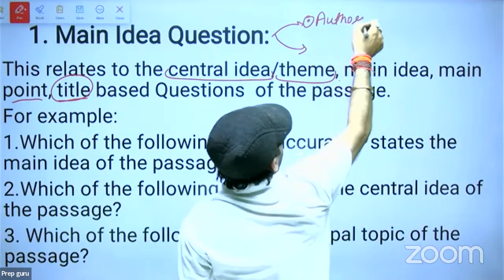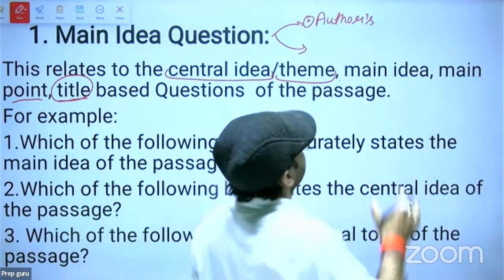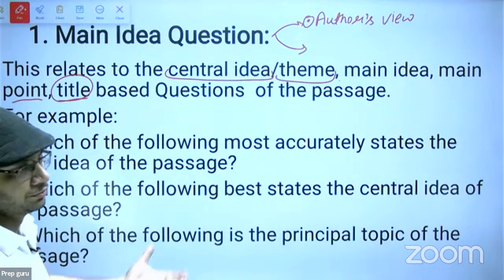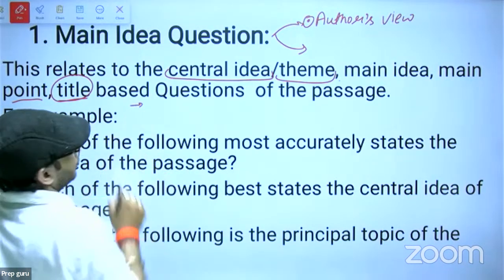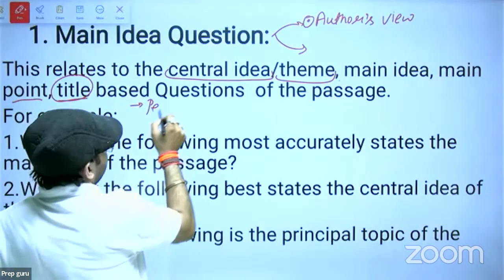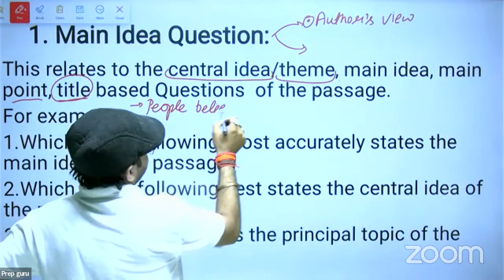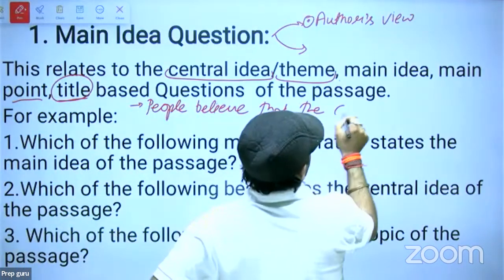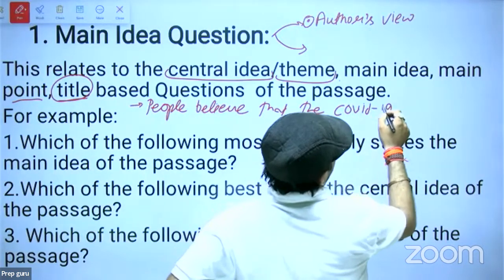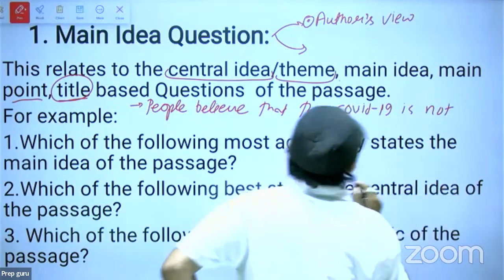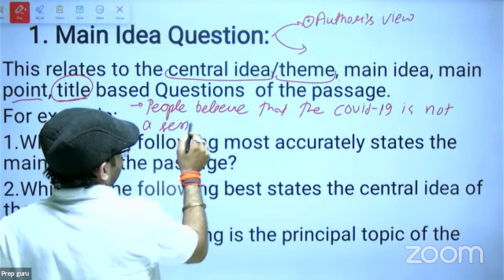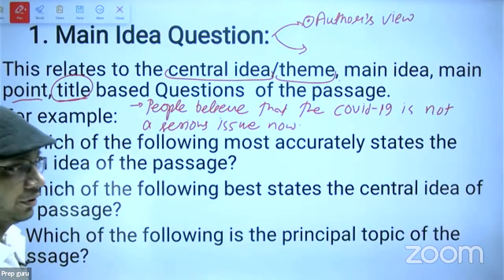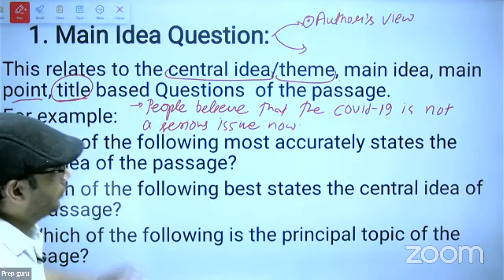The answer choice which you are going to select must include the author's view. ठीक है, author's view से क्या समझते हो? Suppose I say that a paragraph starts with this thought: people believe that COVID-19 is not a serious issue now, right? This is the view of whom? Author? ये author बोल रहा है.